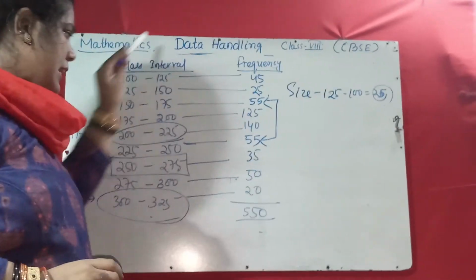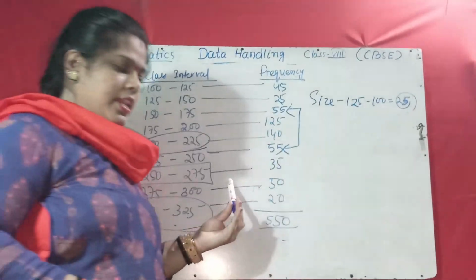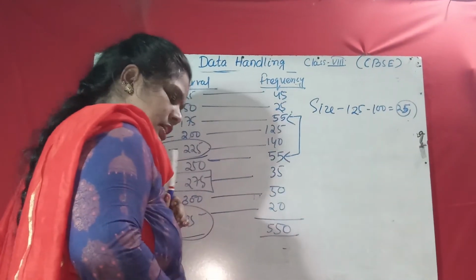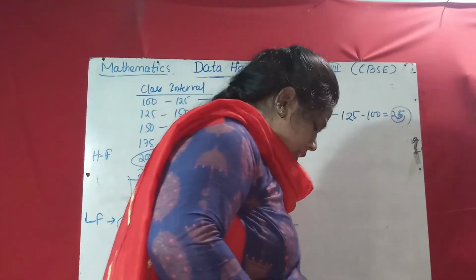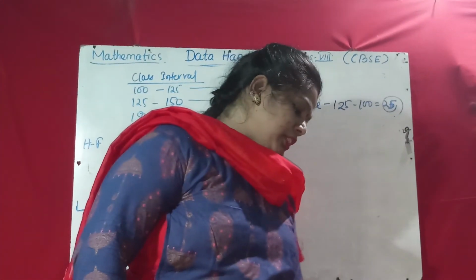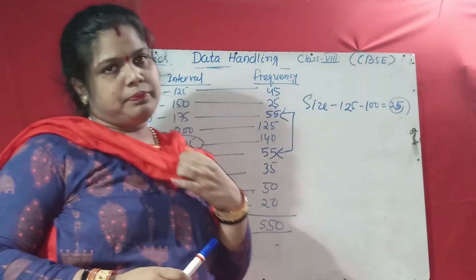So if data is given and questions are asked, then you can solve like this. So this is all about today's class. Thank you, and I hope you can now make the distribution table and frequency distribution table for grouped and ungrouped data. Thank you.